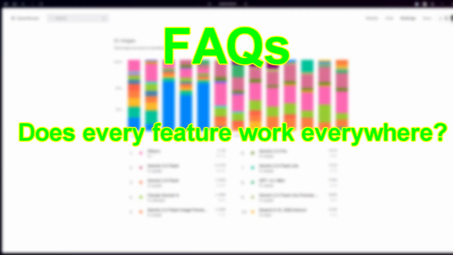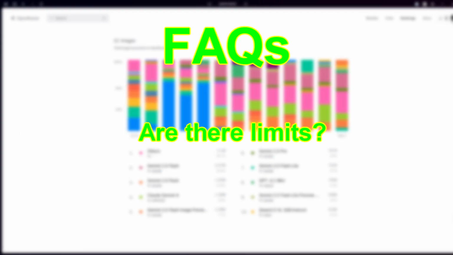The next question is, does every feature work everywhere? No, not all features like caching or structured outputs are supported by every model. You'll have to check the model page on OpenRouter and learn more about the model itself. And lastly, are there any limits? Yes, there are limits, especially for free models. Paid usage scales with your credits.